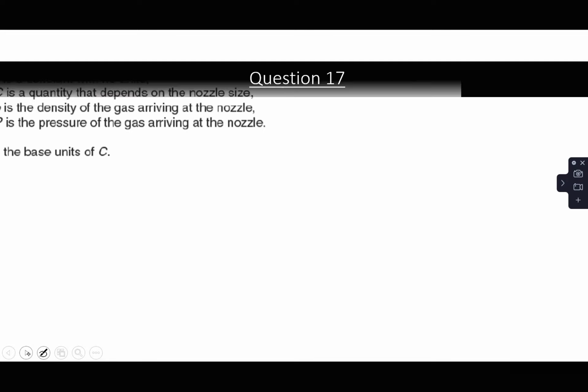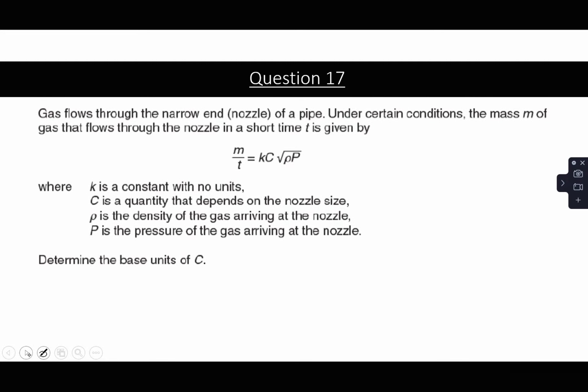Let's go to number 17. Gas flows through the narrow end of a pipe. Under certain conditions, the mass m of the gas flows through the nozzle in a short time t. The mass that flows through the nozzle in a short time t, so t is time, is given by that expression.